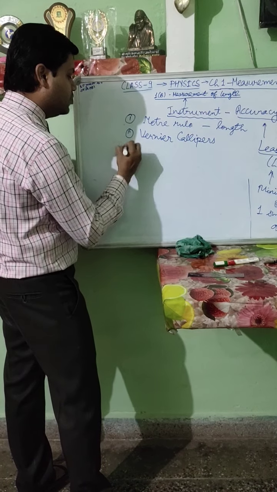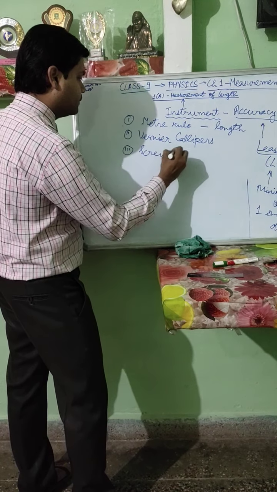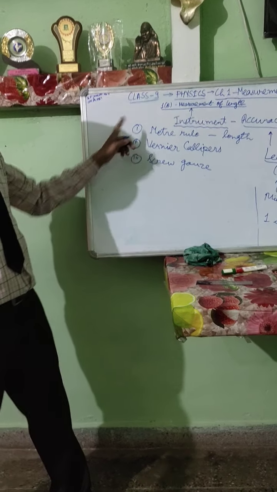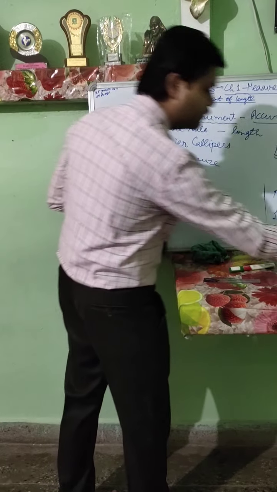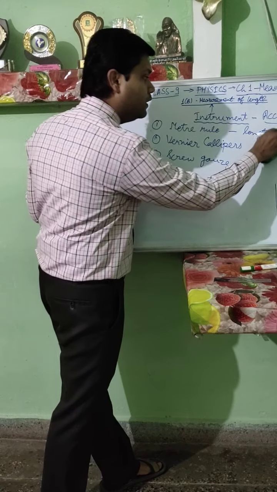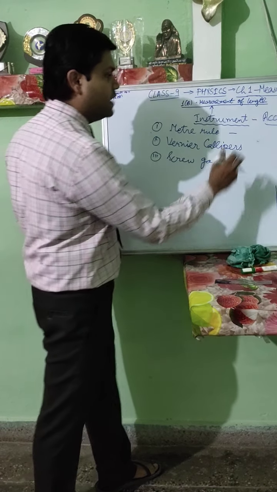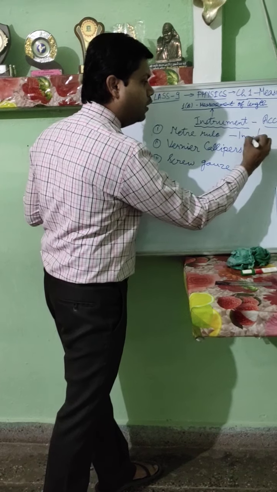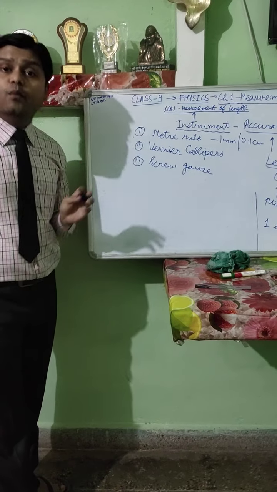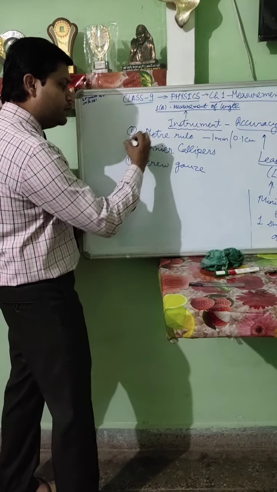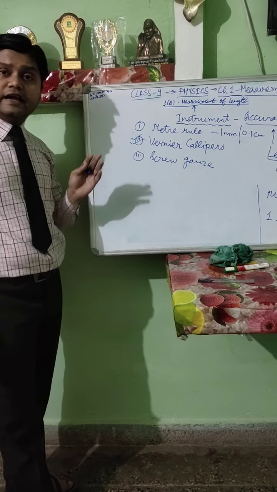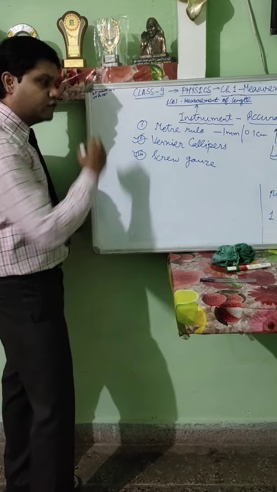And third one is screw gauge. So these are the 3 devices which we have to study in detail: meter rule, vernier calipers and screw gauge. We have discussed that meter rule can measure up to the accuracy of 1 mm, or we can say 0.1 centimeter only. If we want more accuracy, then we will be using vernier calipers. If we want much more accuracy than vernier calipers, then we will be using screw gauge.